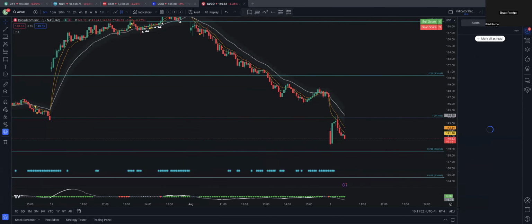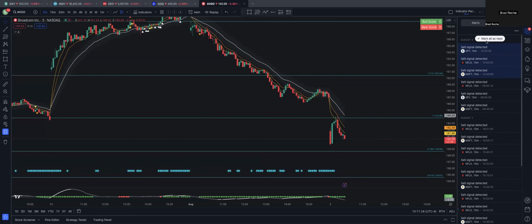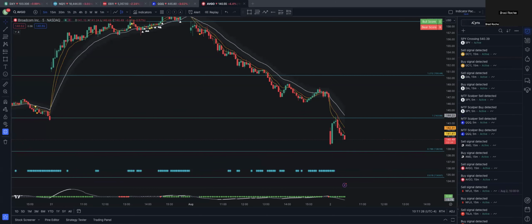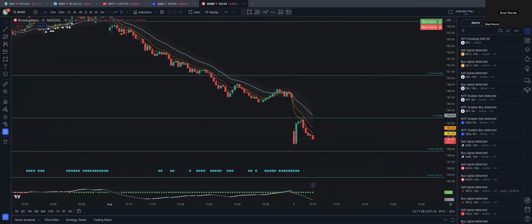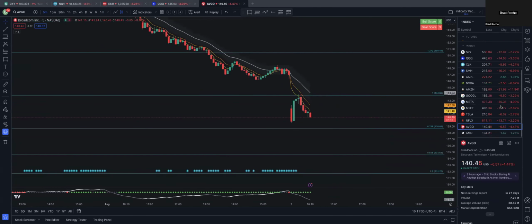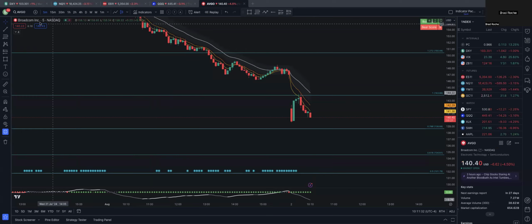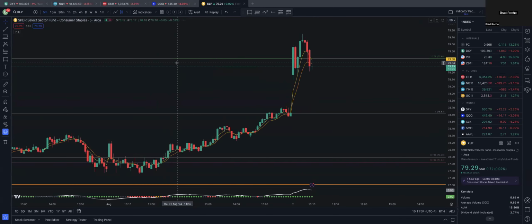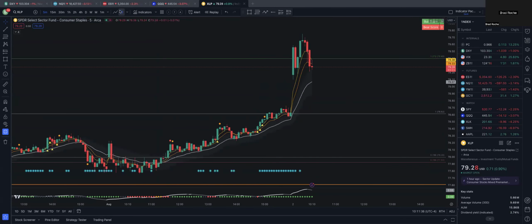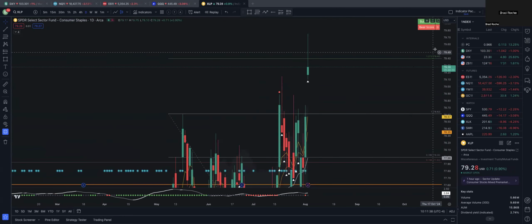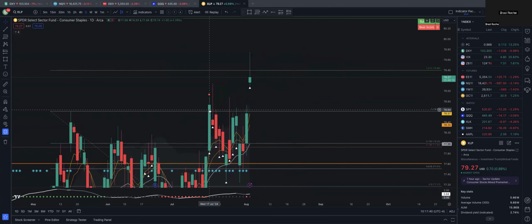AVGO. Okay, so now it's kind of at the point where we wait for the next opportunity. So I did end up taking XLP. I got out at this resistance here, and now I'm kind of just waiting. I'm going to do some more scans and look for some stuff here.